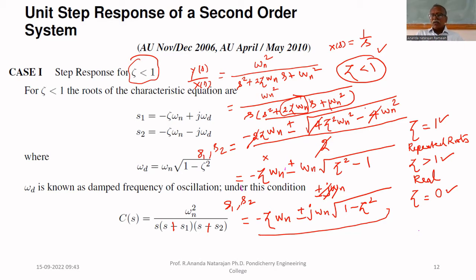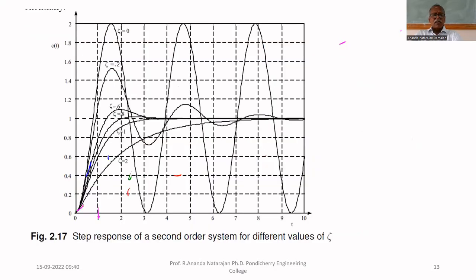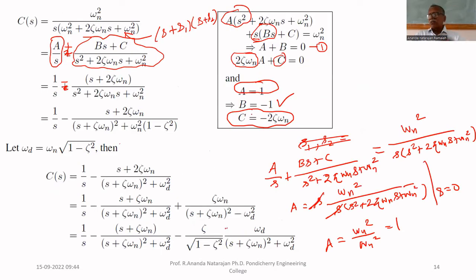And if zeta equal to 1, repeated roots. If zeta is greater than 1, real roots. If zeta equal to 0, it is an imaginary root. To explain that, I found the roots here. To find the response, no need to find the roots.